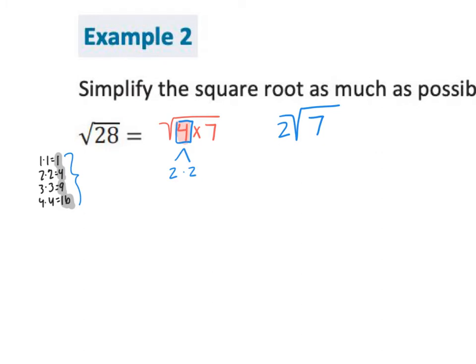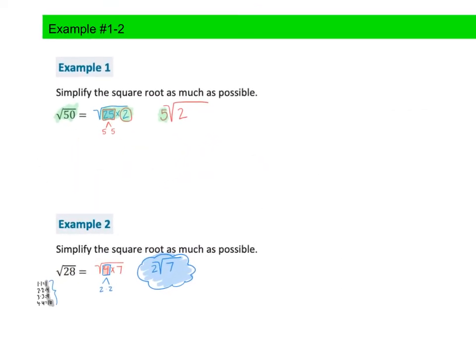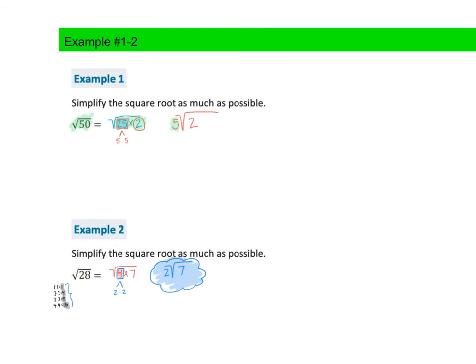If we do 1 times 7, that does not break down anything, right? So this would be our simplified square root. As much as possible, we have simplified it. And this is our answer: 2 root 7, or 2 times the square root of 7. Okay? So make sure you have this down. This was our first look at our new learning today, and we're going to move forward with a little bit of practice.